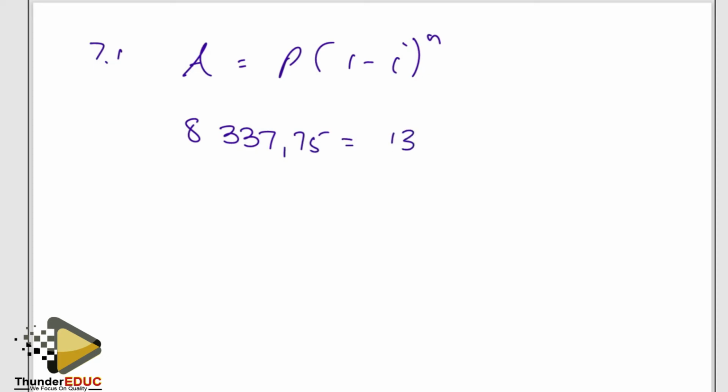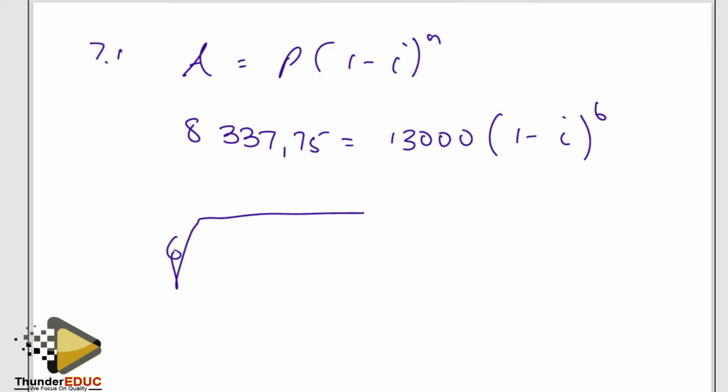This is question 7.1. A equals P times 1 minus i to the exponent of n. So 8337.75 is equal to 13,000 into 1 minus i, which I don't know, to the exponent of 6. So step number 1, I'm going to divide both sides by 13,000 and then find the 6th root.